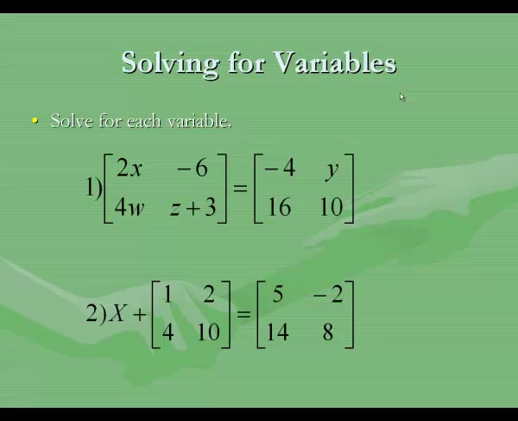Solving for variables. 2x is in the top left spot of the first matrix. -4 is in the top left spot of the second matrix. We set those equal. 2x equals -4. Divide by 2. X equals -2.